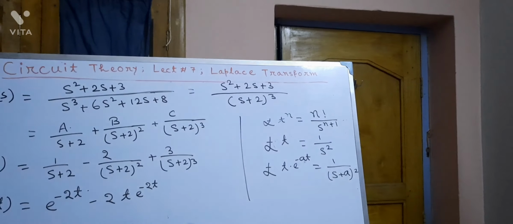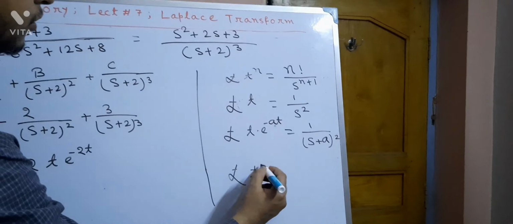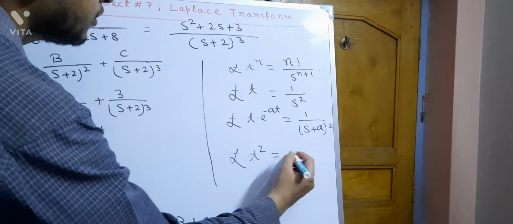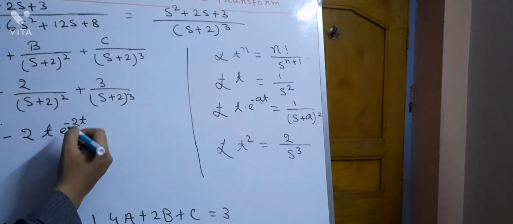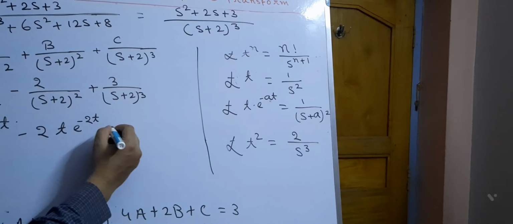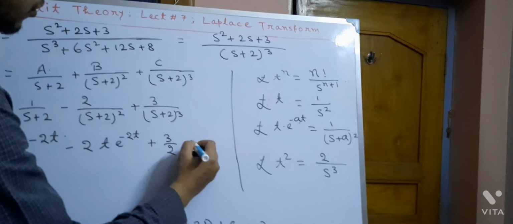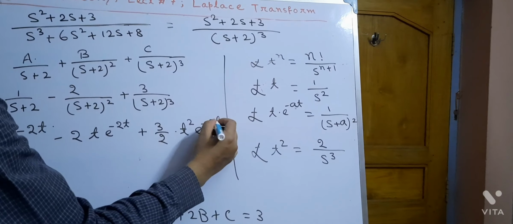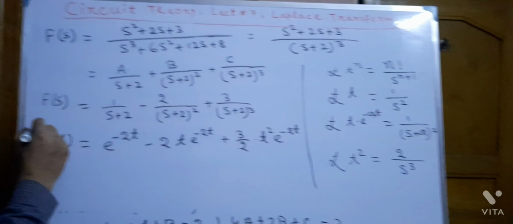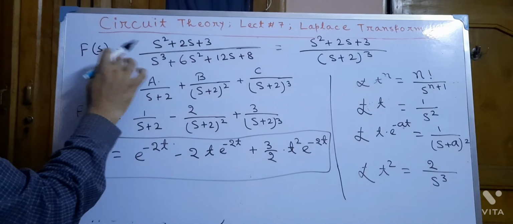Okay. Now Laplace transform of t square equal to 2 by s cube. So we can write this one as 3 by 2 into t square e to the power minus 2t. So this is the inverse Laplace transform of this expression.